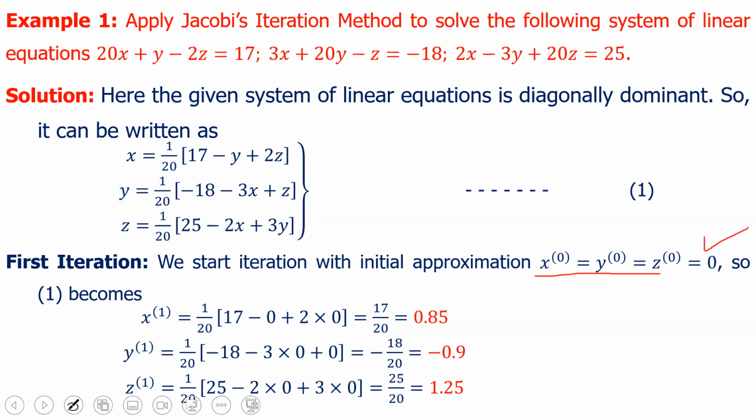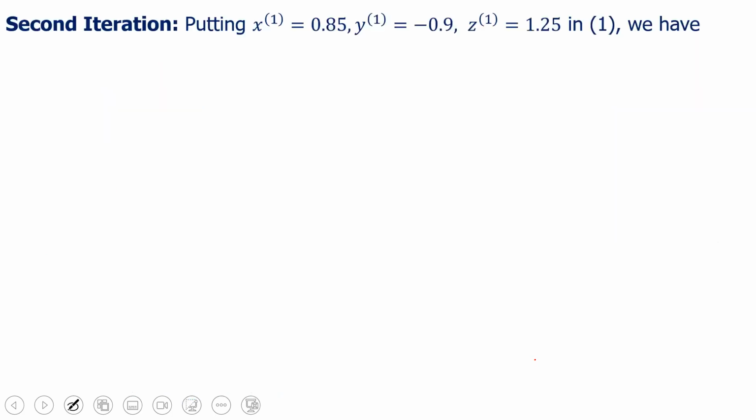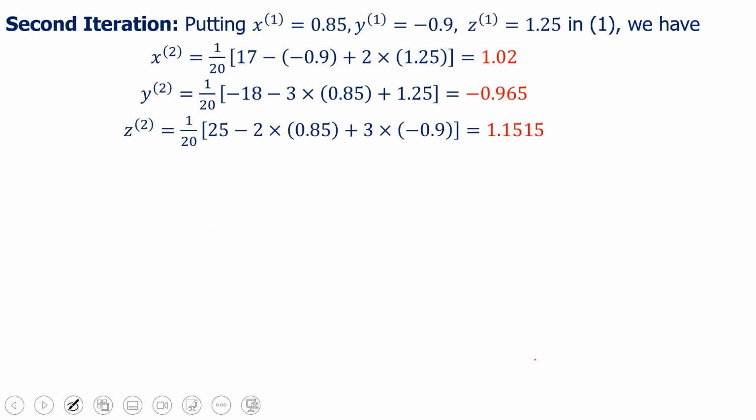Now we continue this in the second iteration. So what is the second iteration? For the second iteration, the value of x1 will be 0.85, the value of y1 is equal to minus 0.9, and the value of z1 is equal to 1.25. And the equations will be the same. In these equations, we now put the value of x as 0.85, the value of y as minus 0.9, and the value of z as 1.25. Let me go to the second iteration. So same thing we are doing over there.